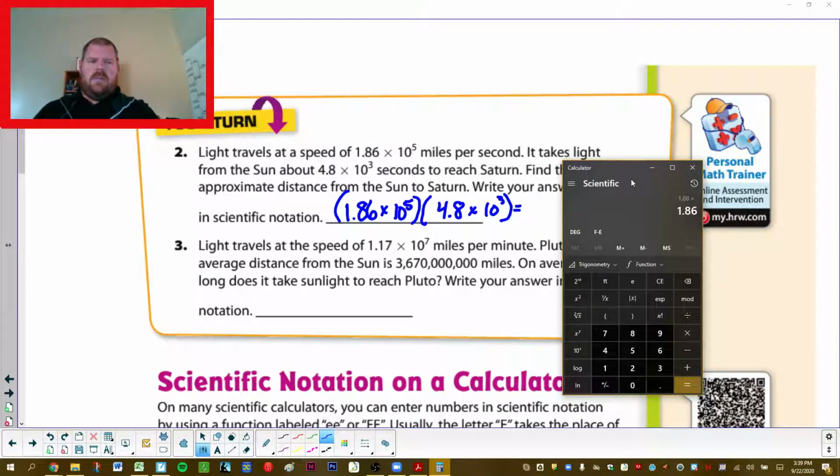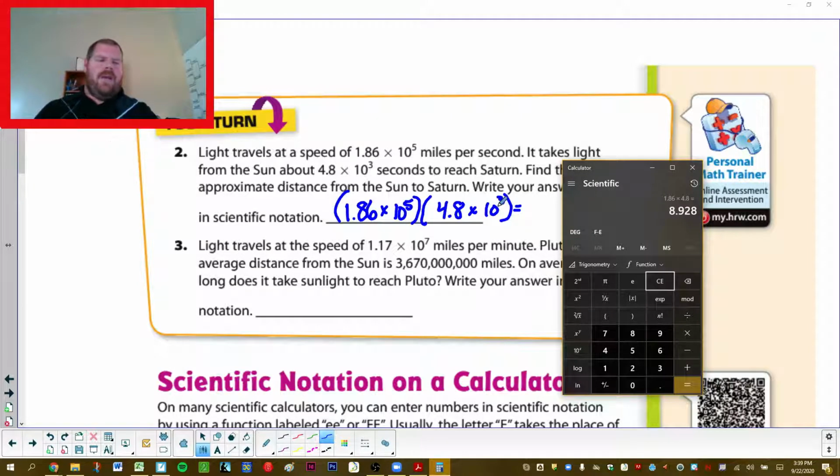1.86 times 10. I'm going to use this to the 5th power. Nope, I don't want to do that. I don't know what I'm doing. Somebody stop me. 1.86 times 4.8. That's what I was looking for.